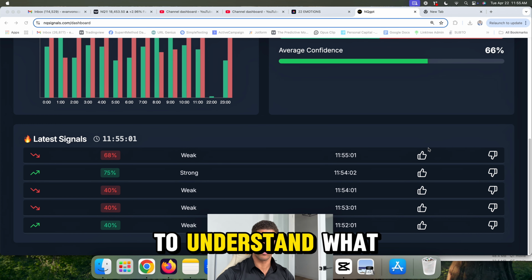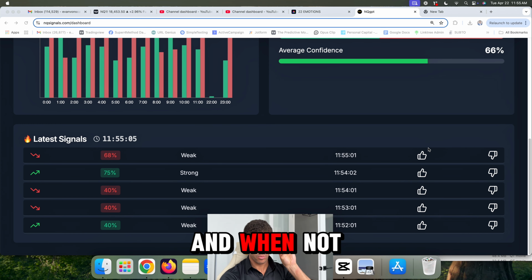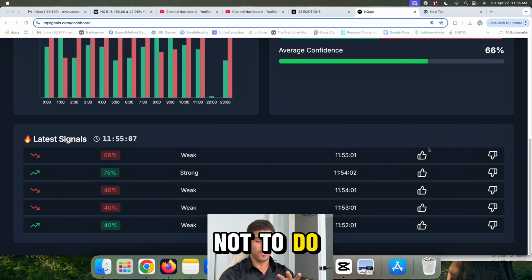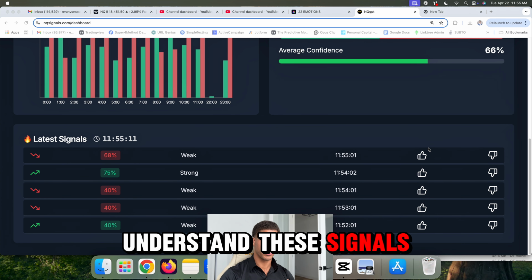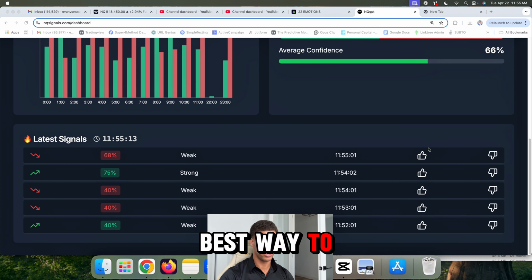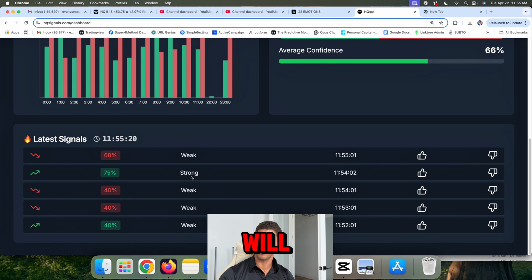The goal is to understand what to do and what not to do, when to do what to do, and when not to do what not to do, okay? And so a lot of words for saying we want to understand these signals and use them to our benefit, and here's the best way to do so. When there is choppiness, we want to start with the signals. The signals will tell us first before the chart will, okay?